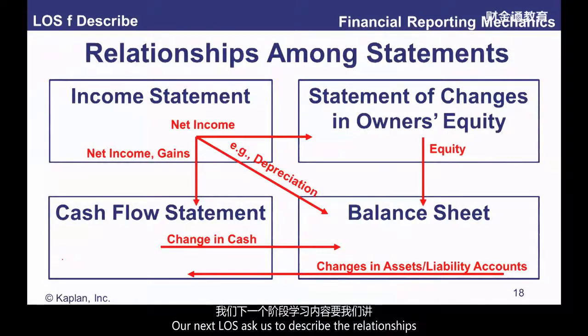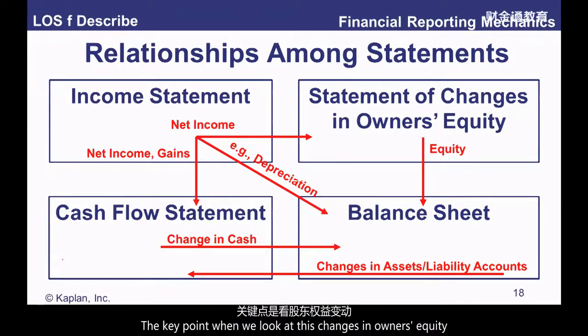Our next LOS asks us to describe the relationships between financial statements. So here we are with four of our key financial statements: the income statement, the statement of changes in owner's equity, the cash flow statement, and the balance sheet. Now let's have a look between the income statement and the changes in owner's equity.